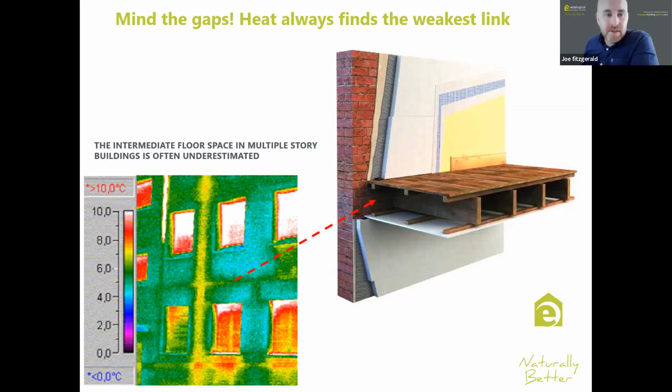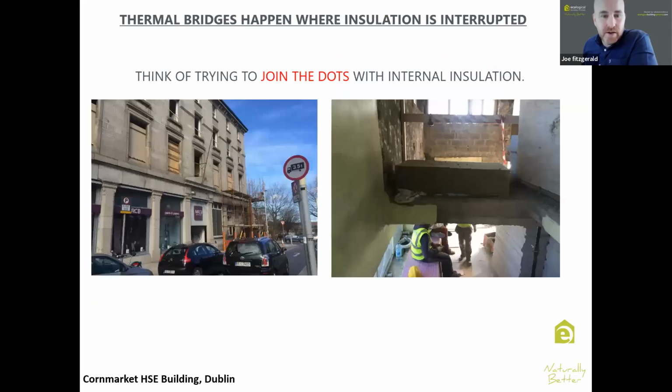So again, when we're insulating from the inside, we're always trying to find the path of least resistance, which would be the gaps. And we're always trying to make sure that we have adequately insulated into those zones. So here's a sample of where something like this occurred. As it says there, when you're thinking about IWI, you're always trying to join the dots between upstairs and downstairs and from room to room and things like that. And it can be difficult because you can have floors in the way and walls in the way and stuff like that.